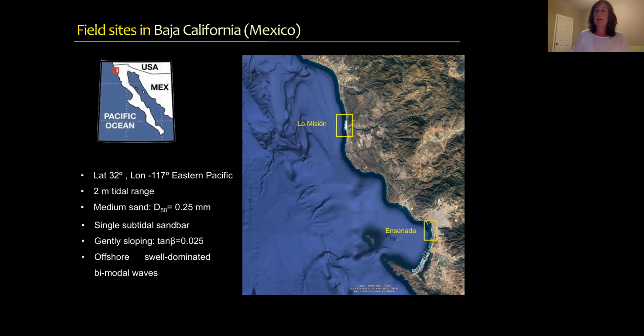These sites are exposed to offshore swell dominated by modal waves. In winter, usually between November and March, we get northwesterly waves, and in summer, we get waves from the southern hemisphere, from Australia and New Zealand.